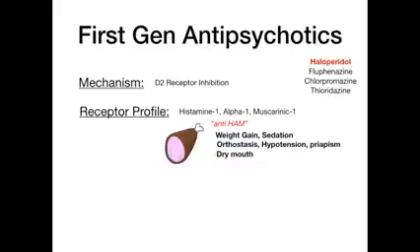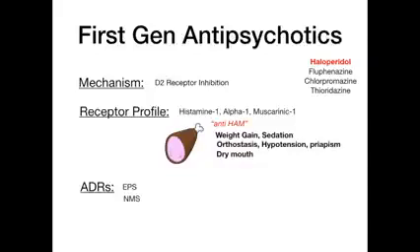And again, I'll bring this up when we talk about the atypicals or the second generation. But the high yield point to know really for the first generation antipsychotics is that they have the greatest incidence of extrapyramidal symptoms and potentially neuroleptic malignant syndrome, which is an emergency, a life-threatening condition.